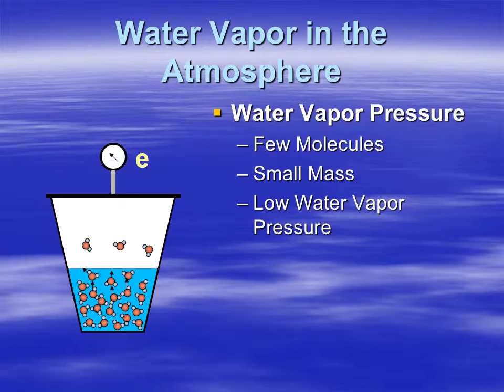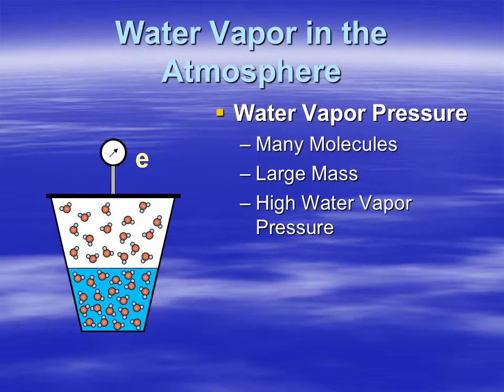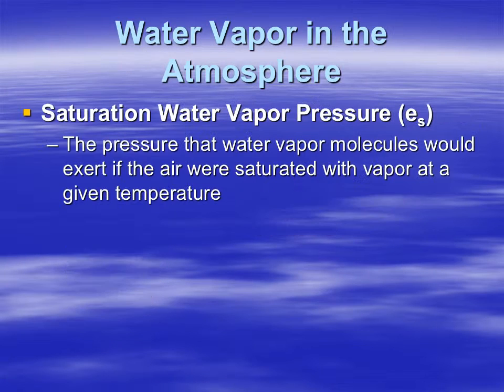So if there's not many water vapor molecules in the atmosphere, they're exerting very low water vapor pressure. The more water vapor molecules in the atmosphere, over a period of time, you'll have more and more leave the water surface and fill up that vacuum. And since you have more water vapor molecules, more water mass, they're exerting more pressure, a higher water vapor pressure.